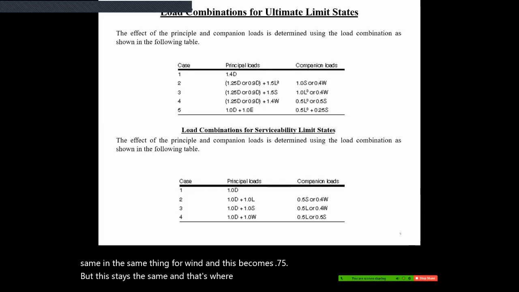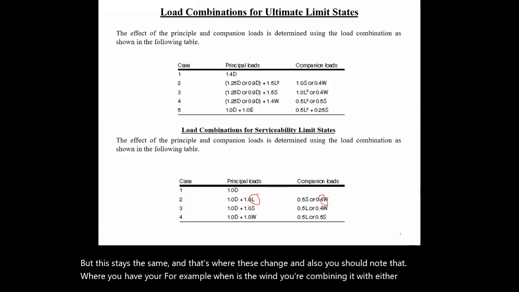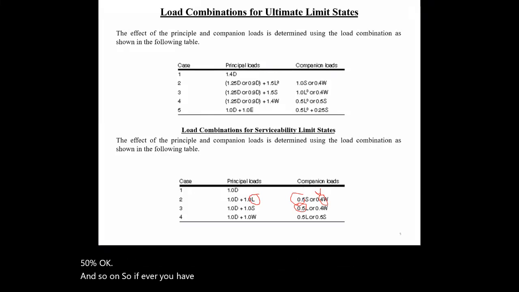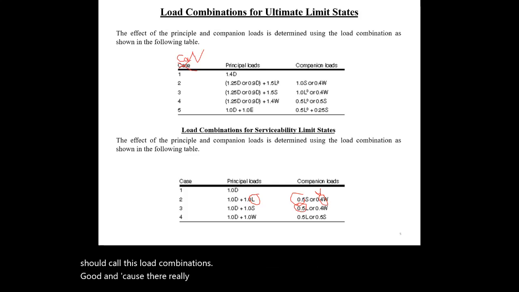And also you should note that when it's the wind, you're combining it with your live load, and you reduce that by 40%, and then when it's the snow, you reduce your live load by 50%, and so on. So if ever you have this situation, that's how you combine these load combinations. Like I said, they should not call this load cases, they should call this load combinations, because there really are different load combinations, not really different load cases. I find that a little misleading.